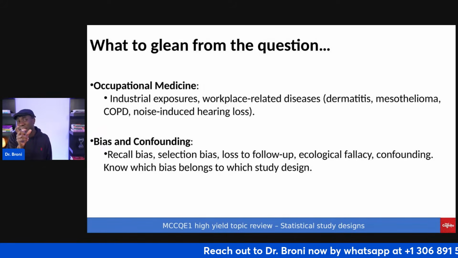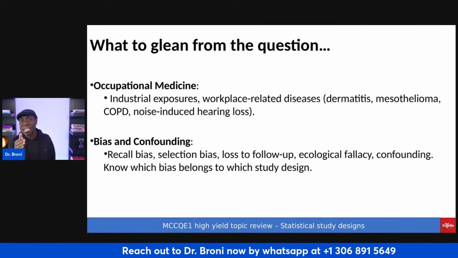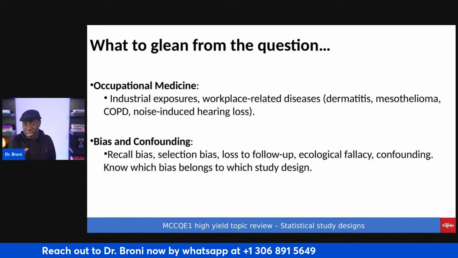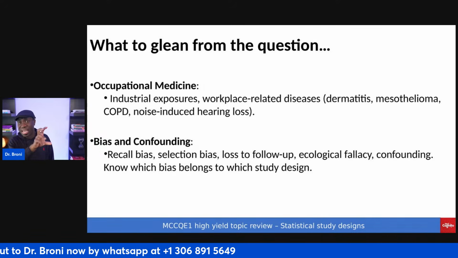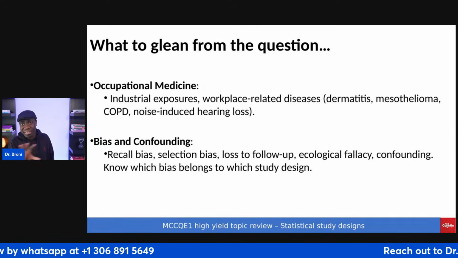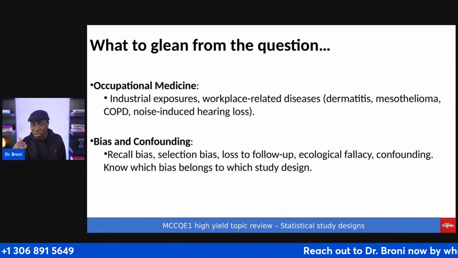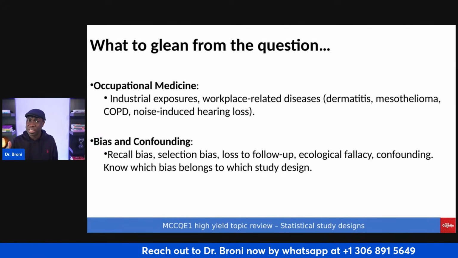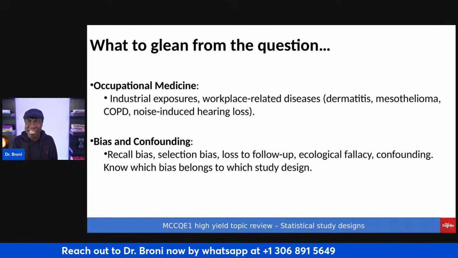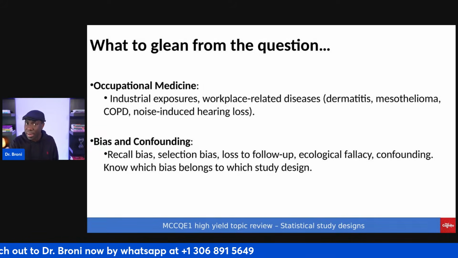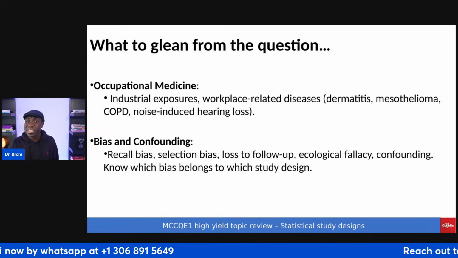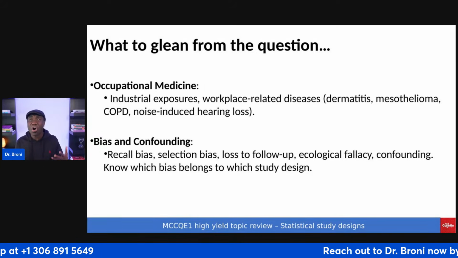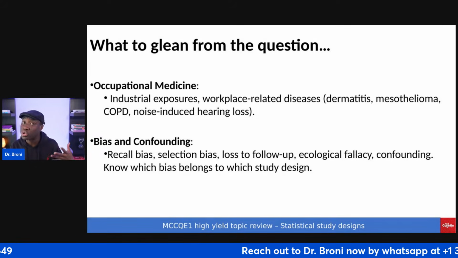Occupational medicine is a component that is important in your MCCQE1. If you go into the objectives, you realize that workplace-related material is one of the objectives you need to learn from. You need to understand occupational and industrial exposures. You have to understand work-related diseases like dermatitis, mesothelioma, COPD, and noise-induced hearing loss. These are all things the Medical Council expects you to know.